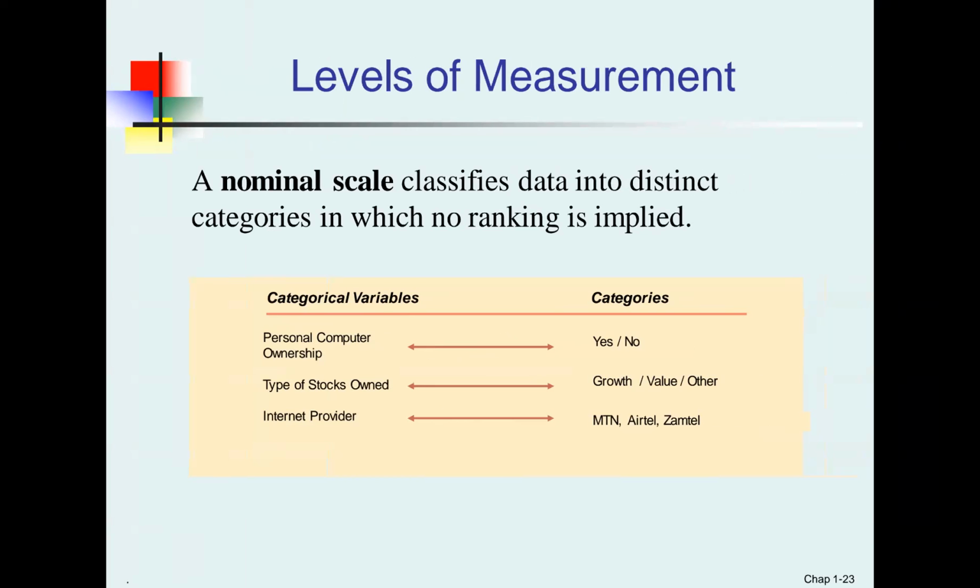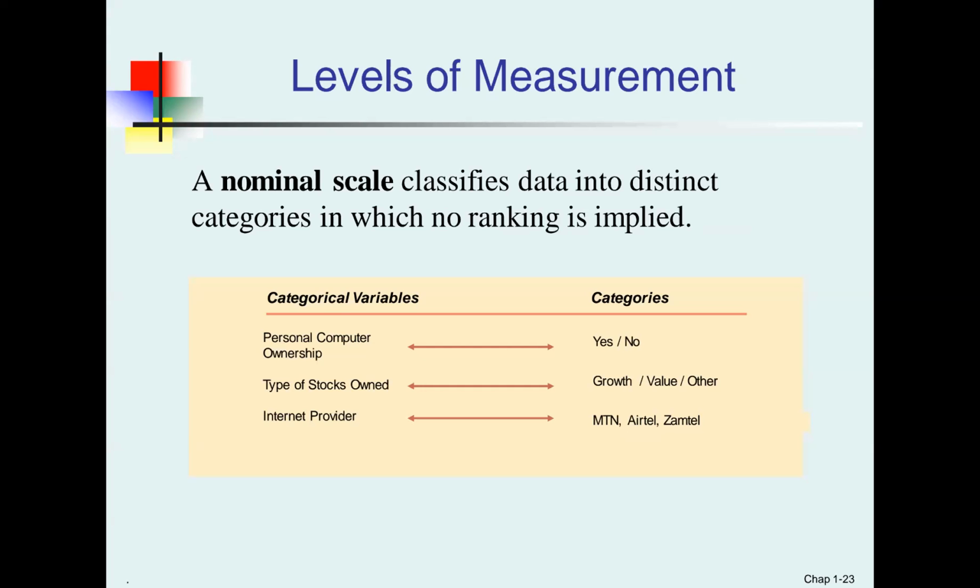The measurements are divided into scales, by the way. The first one is the nominal scale. The nominal scale classifies data into distinct categories in which no ranking is implied. So there is no ranking for the nominal scale. We are classifying the data into distinct classes, but we are not caring about ranking.